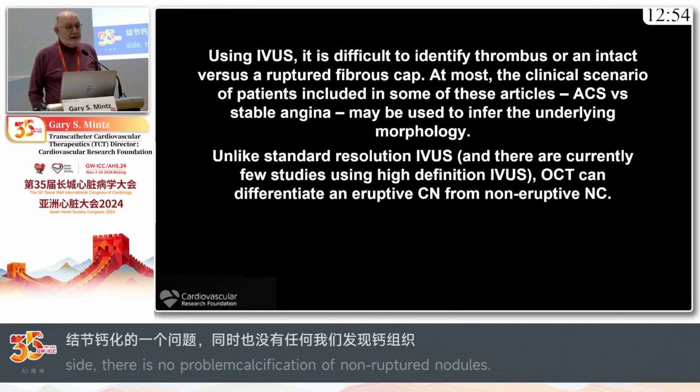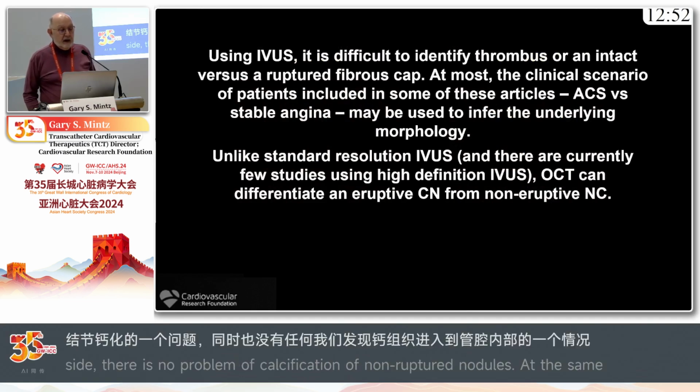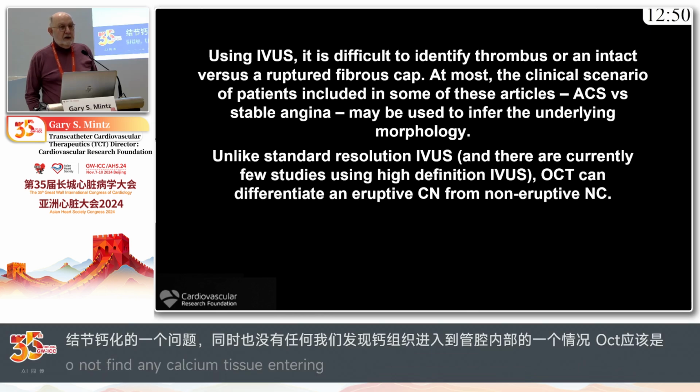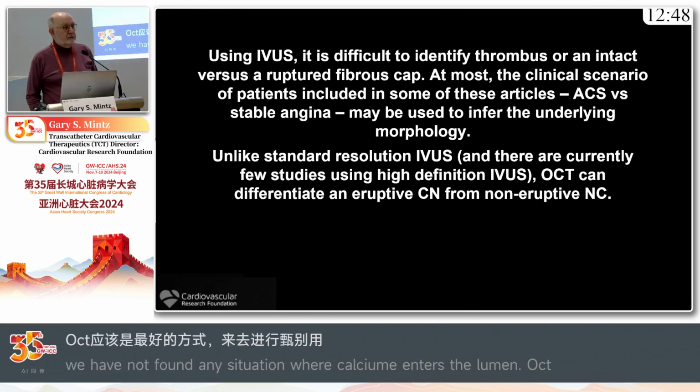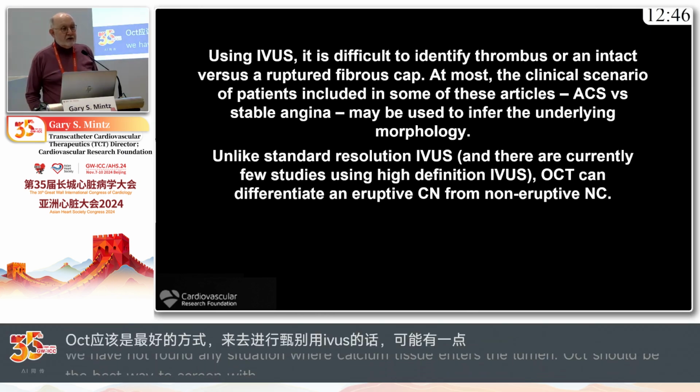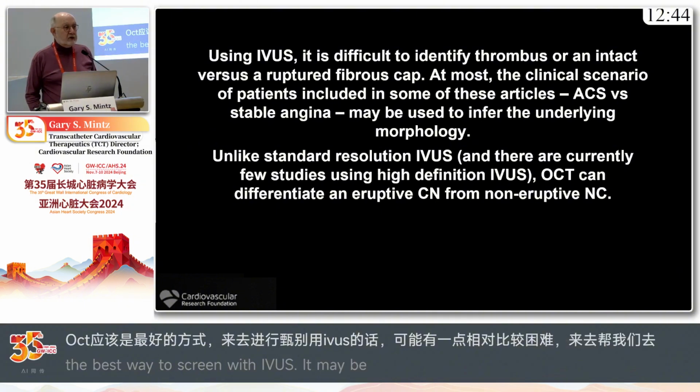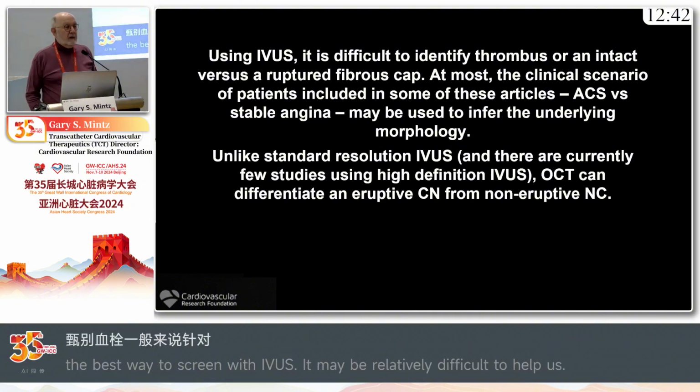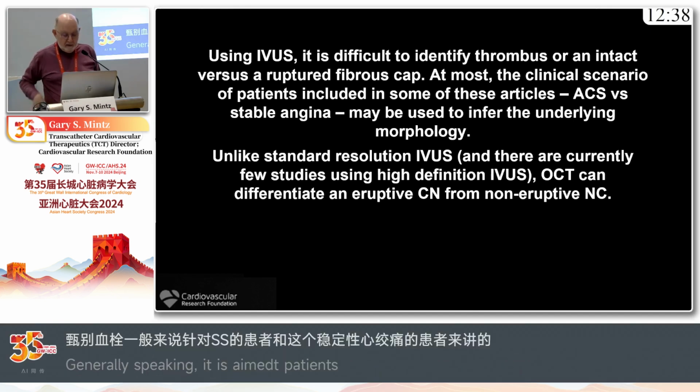OCT is the best way to differentiate the two. With IVUS, it is quite difficult. The only exception is if you have a patient population that is essentially an acute coronary syndrome population and you're studying the eruptive nodules or the nodules with IVUS, they're probably all eruptive.